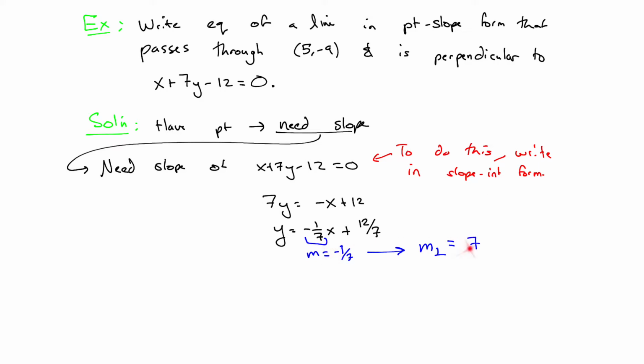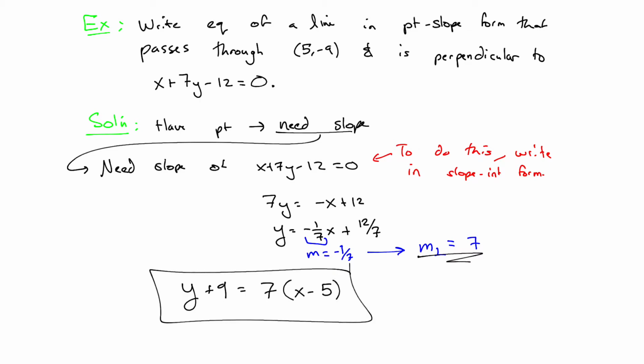So opposite sign, so this was negative, so ours is positive, and then we flip the fraction, 7 over 1 is just 7. So that is our perpendicular slope. So therefore, we got y minus y sub 1, that's our point. So y plus 9 is equal to m, which is 7, times x minus x sub 1, which is 5. And that is our line in point-slope form.